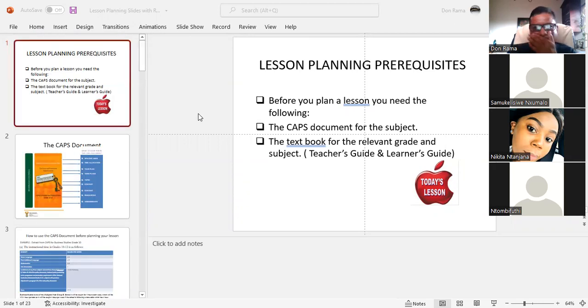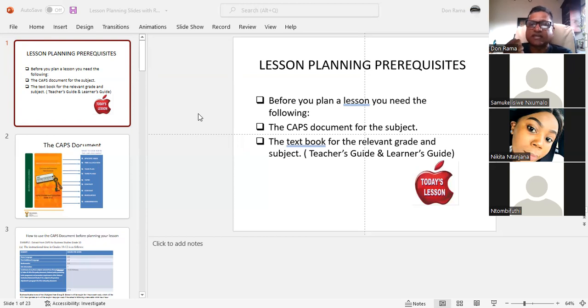Right, so lesson planning, prerequisites. Prerequisites mean what you need beforehand. Before you start planning your lesson, you cannot just take that lesson plan structure and start writing your lesson plan. You can't do that. There are certain things that you need that will help you to write your lesson plan. So there are two things that you need.